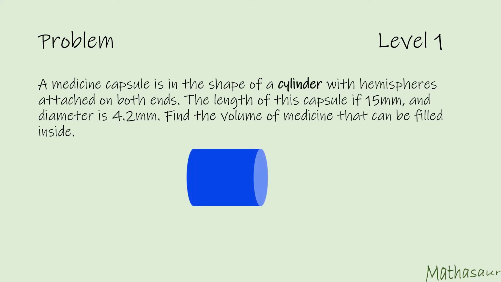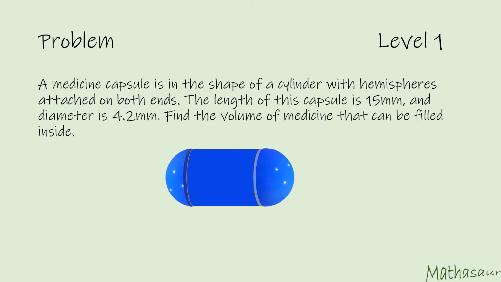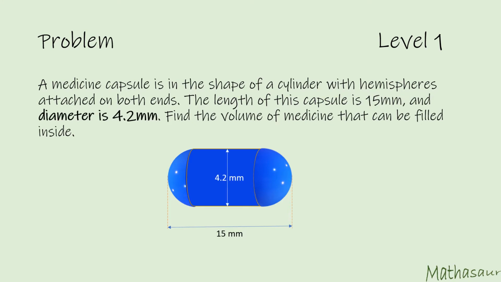Let us draw the diagram first. We have a cylinder. Let us attach two hemispheres on both ends of the cylinder. Now we are given the length of the capsule as 15 mm and the diameter is 4.2 mm. We can see that the diameter of the cylinder and the diameter of the hemisphere would be the same, 4.2 mm. The radius would be 2.1 mm, half of the diameter given.